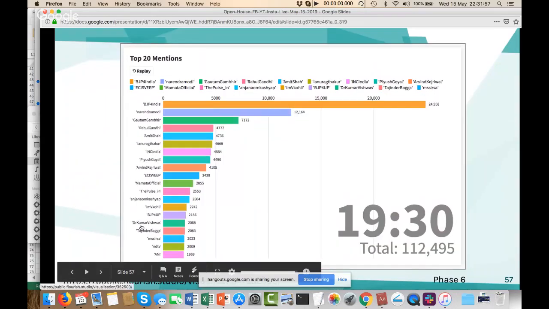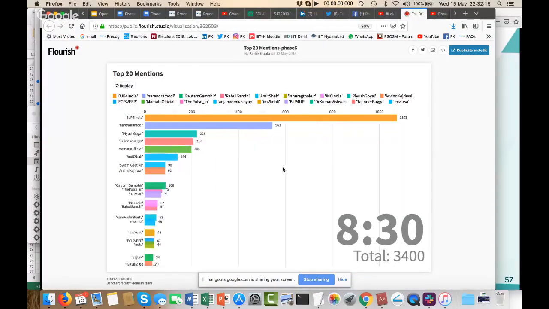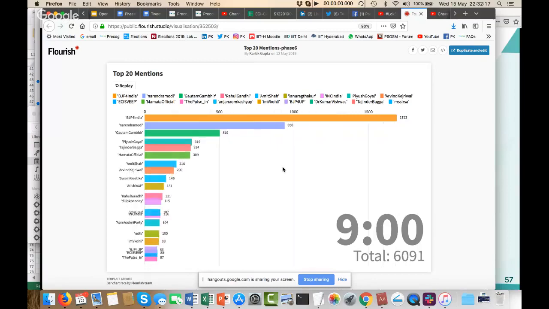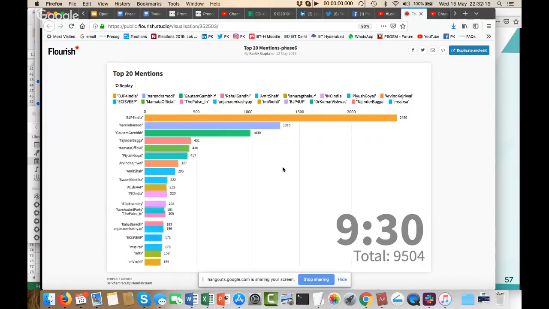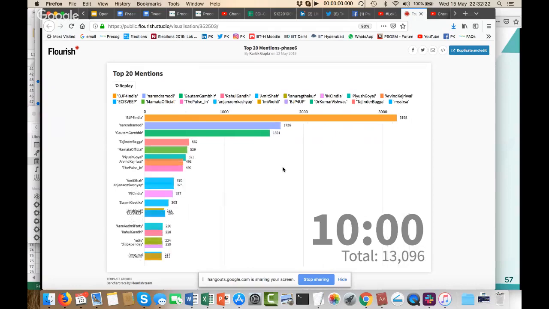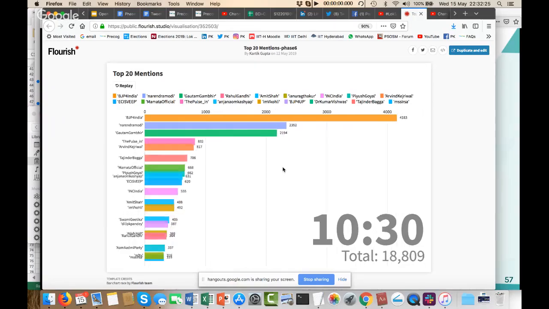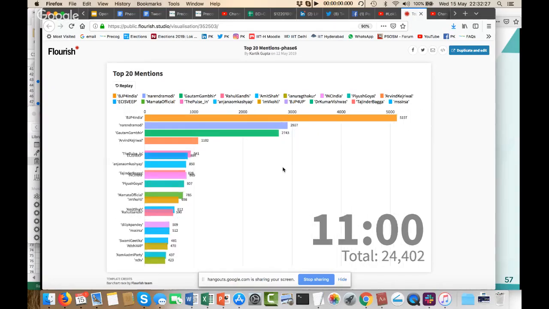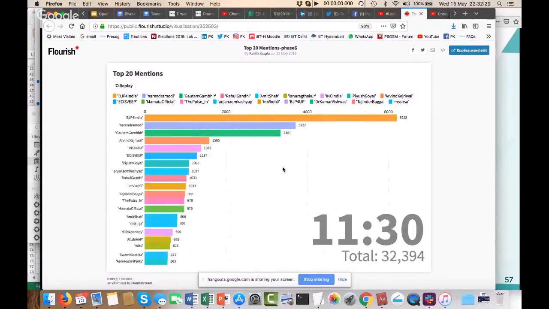Good. Okay. So I told you earlier about the Flourish. I think when somebody also asked about tech stack, at least to present the data, we are using this. This is one of the examples that I have to show. If you just look at the top 20 mentions, you can see that the mentions of people, for example, Gautam Gambhir, are very small when he starts, and then he picks up. He's very popular in the middle of the day, right? So that shows you, again, an interesting visualization.